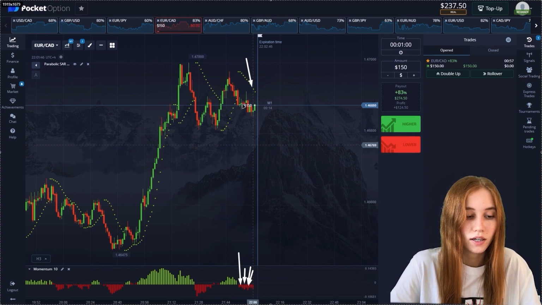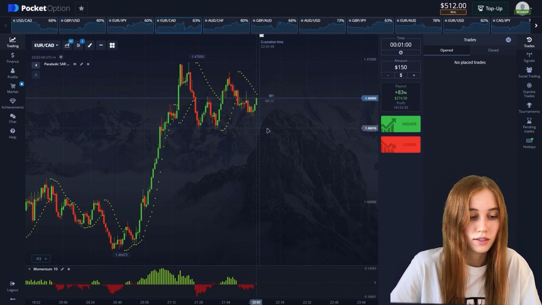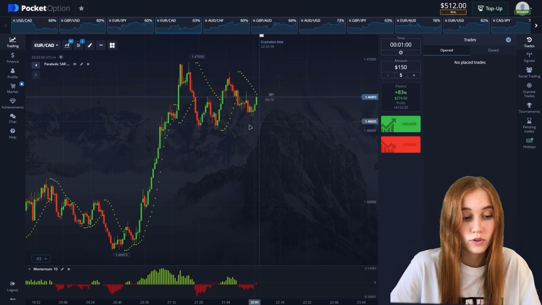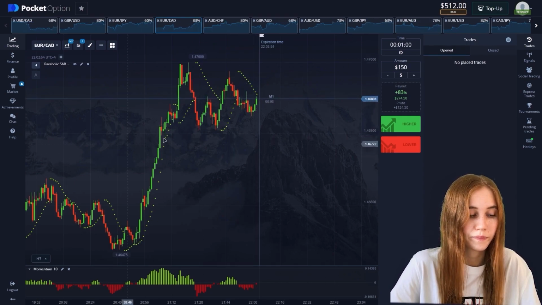As we see here, there are many green candles, and the deal is plus, balance is more than $500. So let's move on to the next concept.